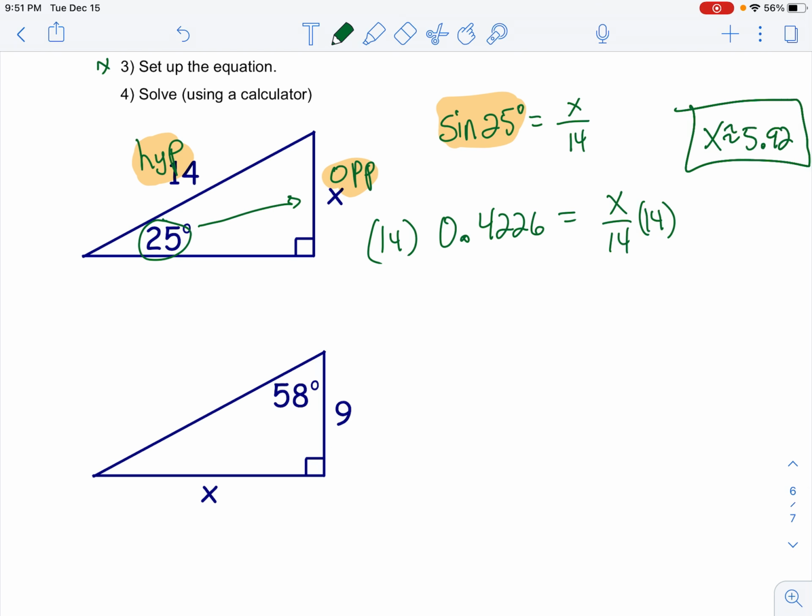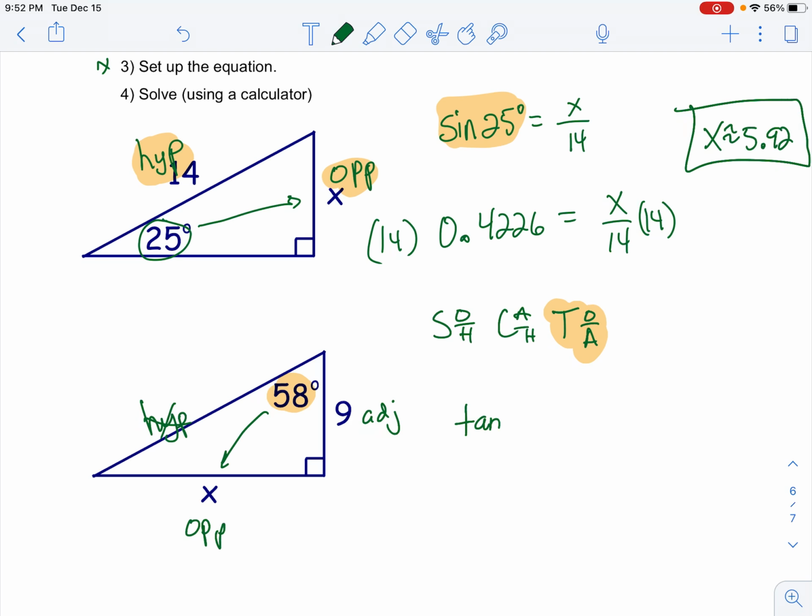So first, let's identify the sides. Here is our angle, is 58 degrees. So that's going to be our theta. And x is opposite. 9 is adjacent. The long one is the hypotenuse, but we're not dealing with that because that's not either the x or the 9. So let's do this. Let's write down our SOHCAHTOA. And which one of these deals with opposite and adjacent? So that would be tangent.